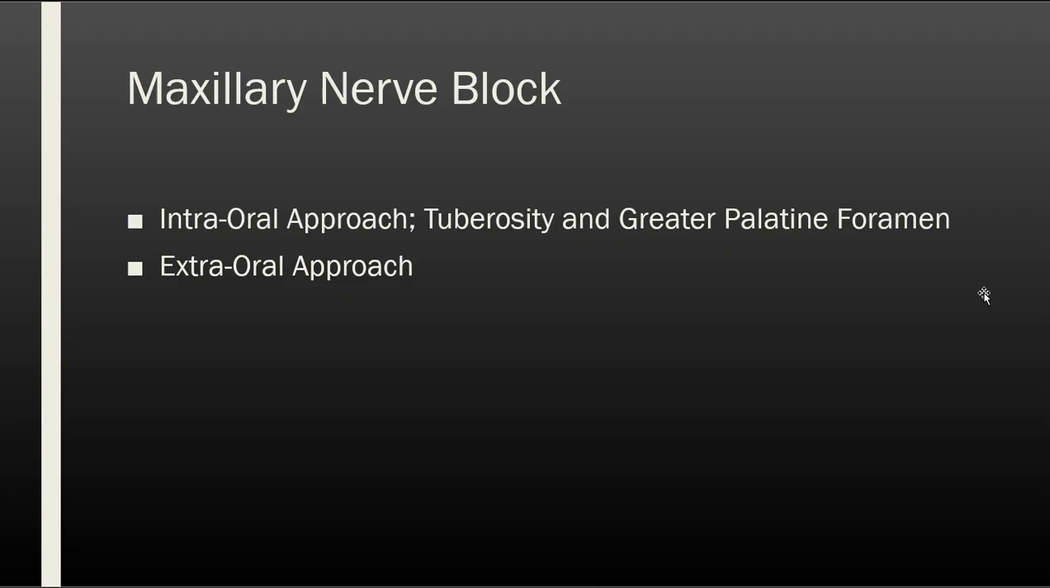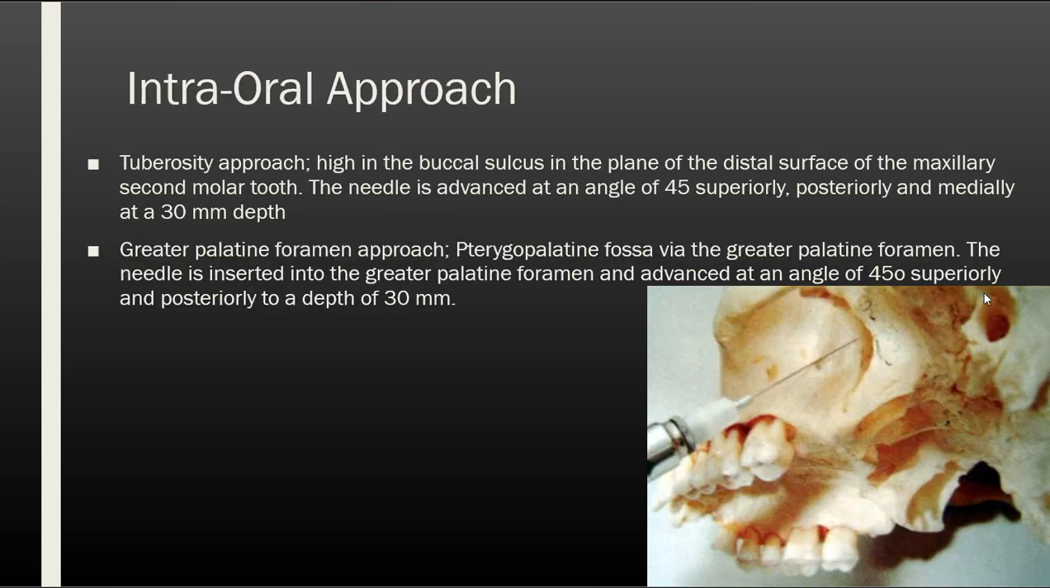For the maxillary, we can have an intraoral approach, the tuberosity and the greater palatine, or an extraoral. Now, for the intraoral approach, we go for the tuberosity, high in the plane of the distal surface of the maxillary second molar tooth, 45 degrees superiorly, posterior and medial. We use a long needle. For the greater palatine, we go through the greater palatine foramen, advanced at an angle of 45 degrees superiorly to about 30 millimeters depth.